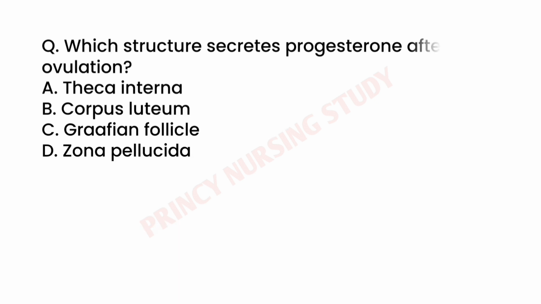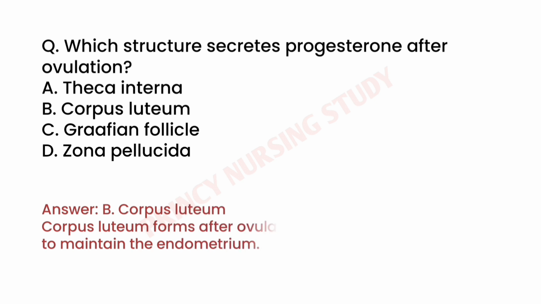Next question. Which structure secretes progesterone after ovulation? Correct answer is B. Corpus luteum. Corpus luteum forms after ovulation and secretes progesterone to maintain the endometrium.